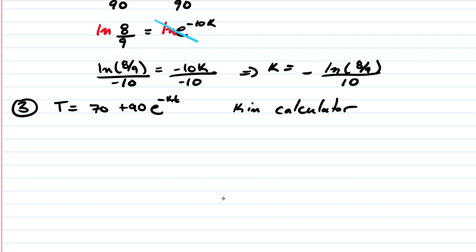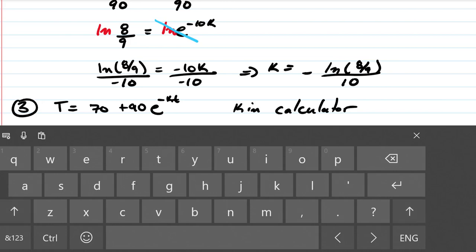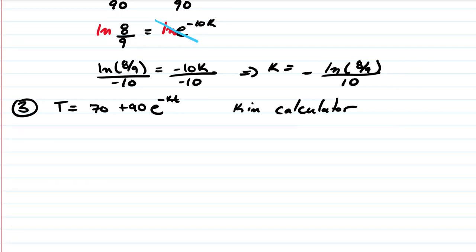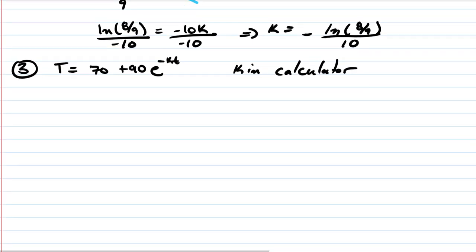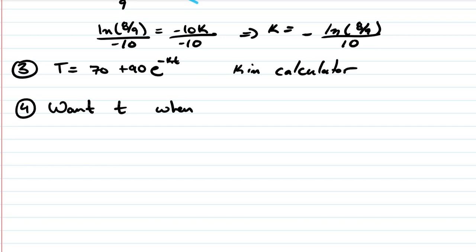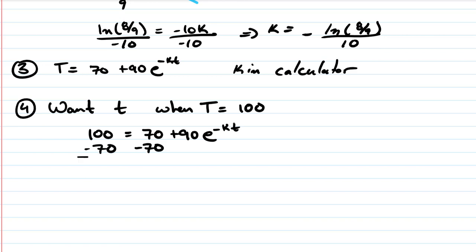So now, step 4 is I want to answer the question. How long will it take to cool to 100 degrees? So for step 4, we want little t when capital T is equal to 100. So that gives us the equation 100 equals 70 plus 90 e to the negative k times t. And we need to solve for little t. This is really similar to what we did in step 2.